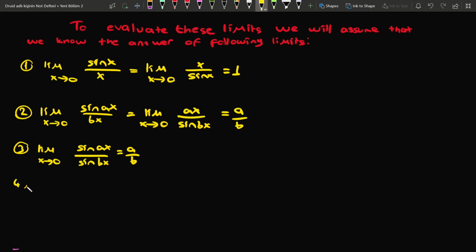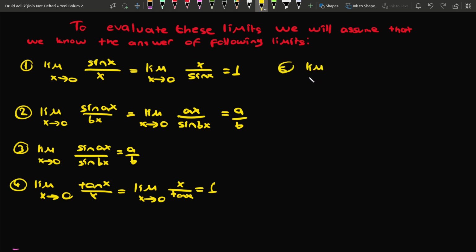Our fourth rule is going to be similar to these, but it's going to be for tan this time. So let's see, the limit of tan x over x as x approaches 0 is equal to the limit of x over tan x, which is 1. Our fifth rule is going to be the limit of tan ax over bx, which is equal to a over b. And the same way, we're going to say the limit of ax over tan bx is equal to a over b.